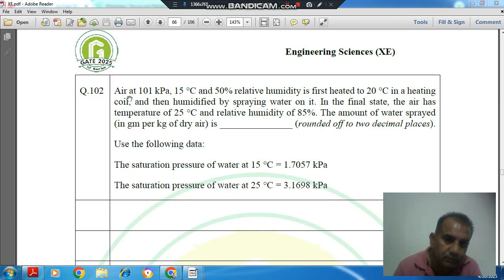Question number 102: Air at 101 kPa, 15 degrees Celsius and 50% relative humidity is first heated to 20 degrees Celsius in a heating coil and then humidified by spraying water on it. In the final state, the air has a temperature of 25 degrees Celsius and relative humidity of 85%. The amount of water supplied in gram per kilogram of dry air is dash, rounded off to 2 decimal places.